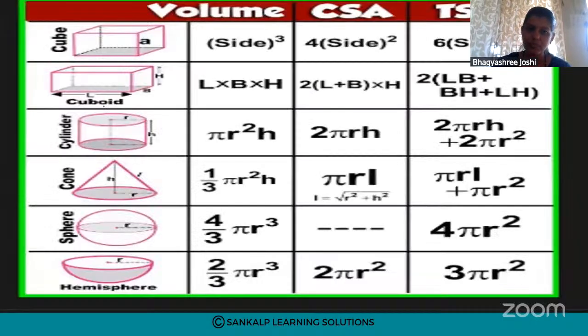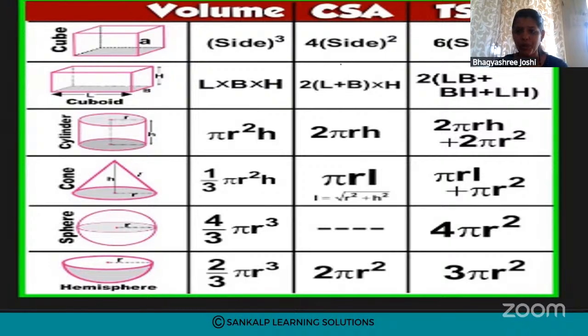Surface areas and volume. So here we are going to study the surface area, that is curved surface area, total surface area, and volume of the cylinder, cube, cuboid, cone, sphere, and hemisphere. Okay, we will just revise it. So this is about the volume and surface area. CSA means curved surface area and TSA means total surface area.